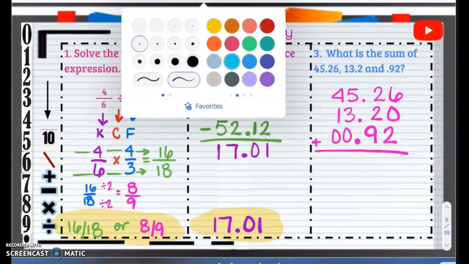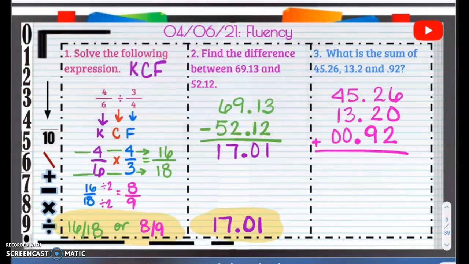Let's do a prettier color. There we go. 6 plus 2 is going to be 8. 9, 10, 11, 12, 13. Carry that 1. Drop that decimal like it's hot. 5, 6, 7, 8, and 9. 4 and 1 is 5. So our answer is 59 and 38/100ths.